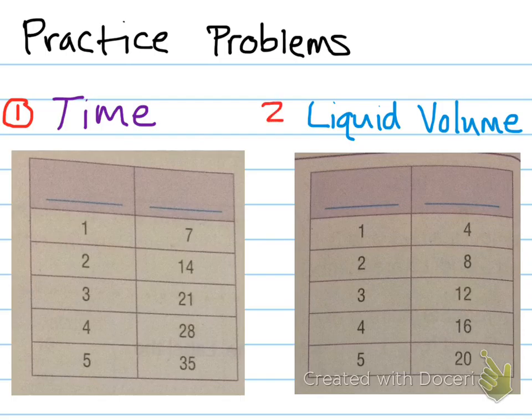The second practice problem has to do with liquid volume. It could be US customary or metric, right? It could be gallons, quarts, pints, cups, or it could be liters and milliliters. You have to figure out the relationship. Start with the number pair. 1 of something is equivalent to 4 of what?